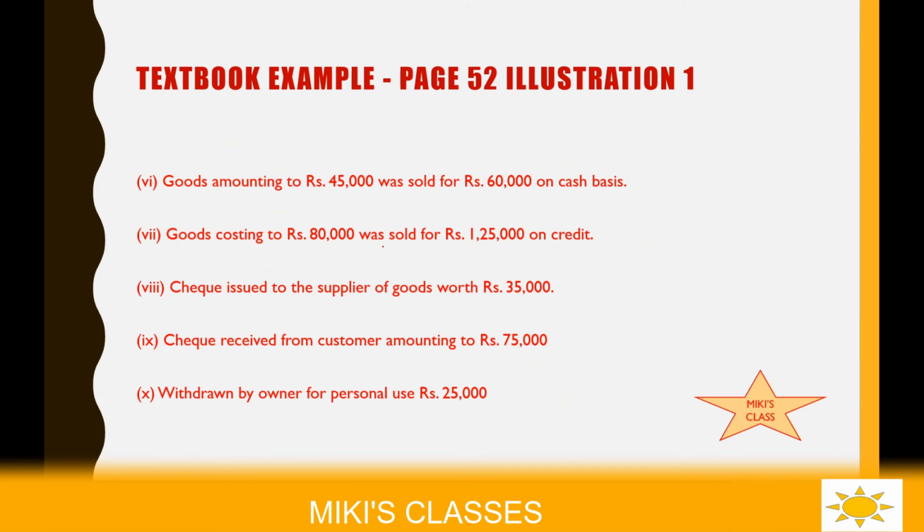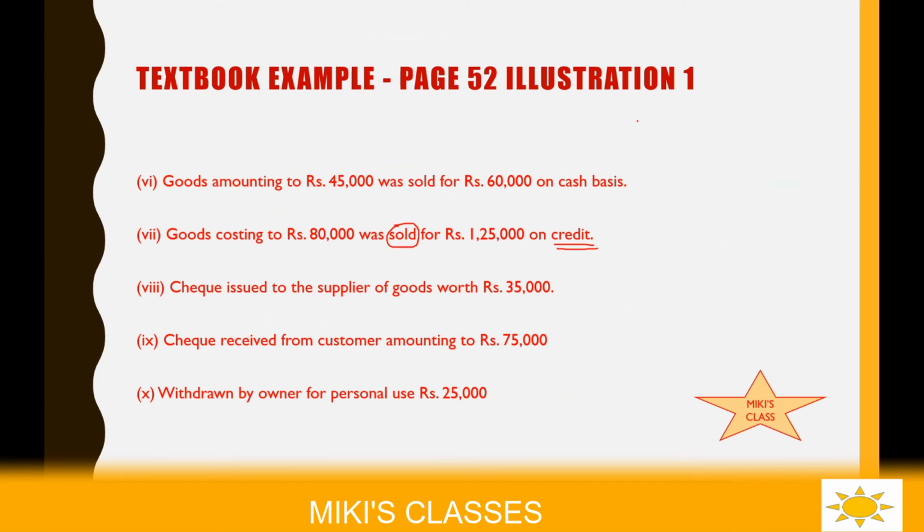Goods costing 80,000 was sold for 1,25,000 on credit. This time, similar transaction to number 6, but what has happened in this case? It is on credit, which means you've sold some products and you'll get the money later on. Okay, fine. So let's check. One account will be the sales account because you've sold, and one is the debtors account. What is the meaning of a debtor? A person who has to make payment to you, right?